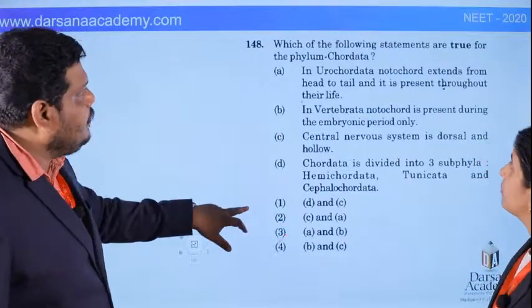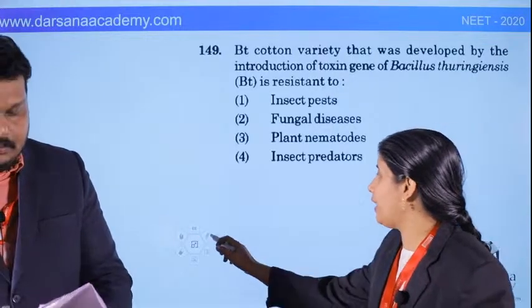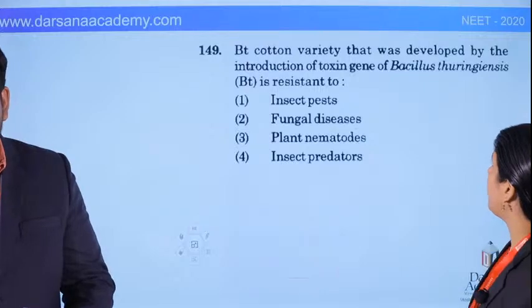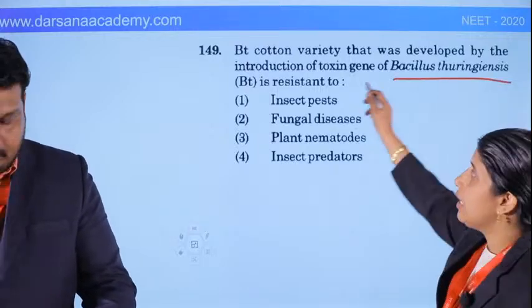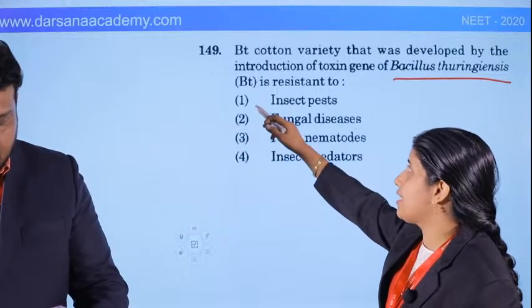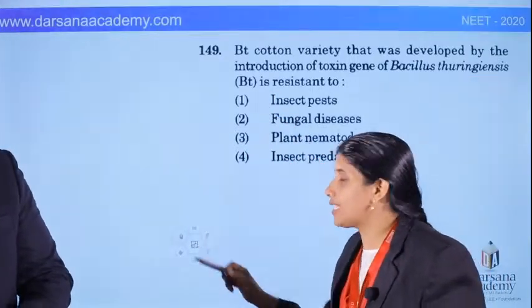Move on to the next one. Yes, what about this? That is again from biotechnology. Question number 149. We can see that Bt cotton variety was developed by the introduction of the toxic gene of Bacillus thuringiensis, resistant to insect pests. The reference is from the NCERT. For question number 149, 1 is the correct answer.